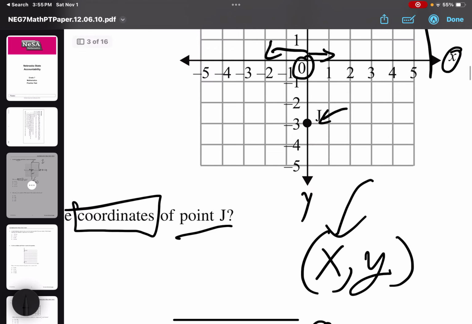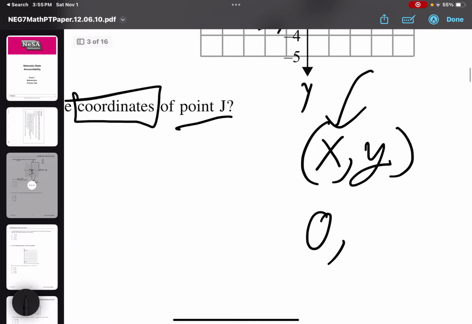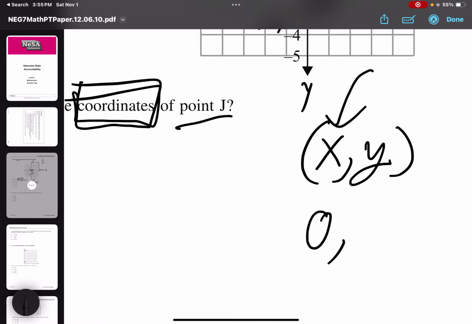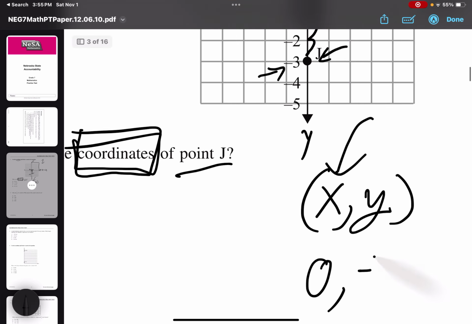So down, as you can see, 1, 2, 3, or you can look at this point, it's going to be -3. So your coordinates, which is what we're looking for, is going to be (0, -3).